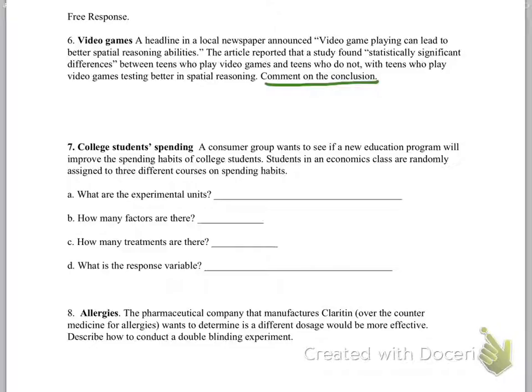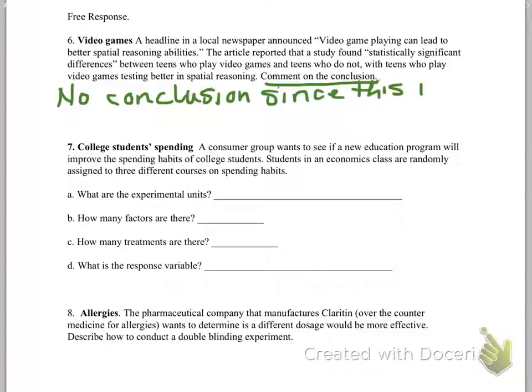And if you look at it, you will notice that it's an observational study. There is no treatment. You get who you get. So it's definitely an observational study. And what can we conclude about observational studies? Nothing. We can say there's a trend, there's an association, but we can't say there's a conclusion. So the answer is going to be no conclusion, since this is an observational study.